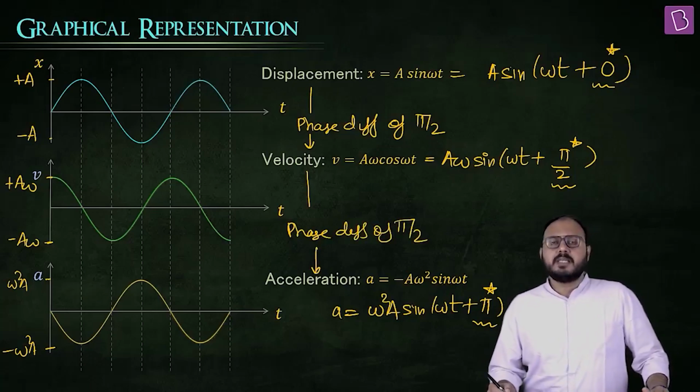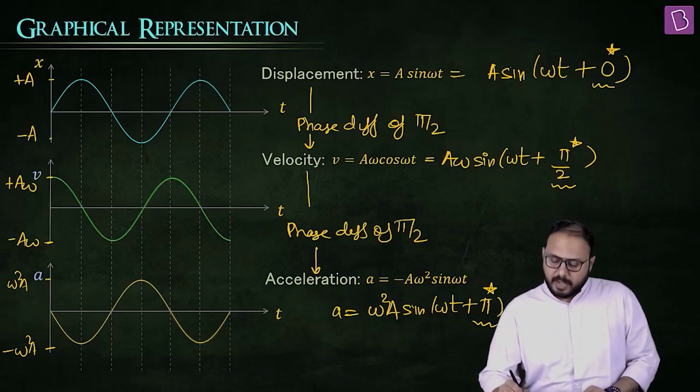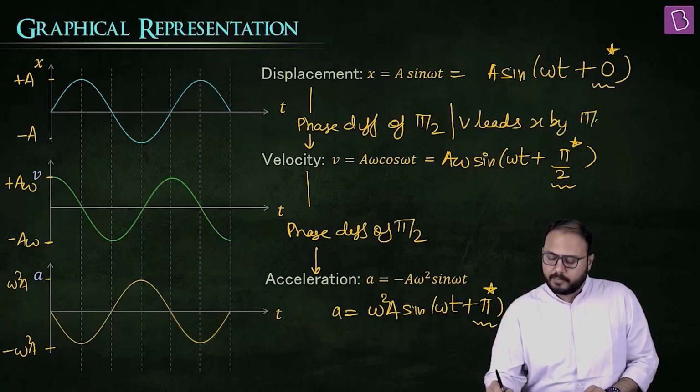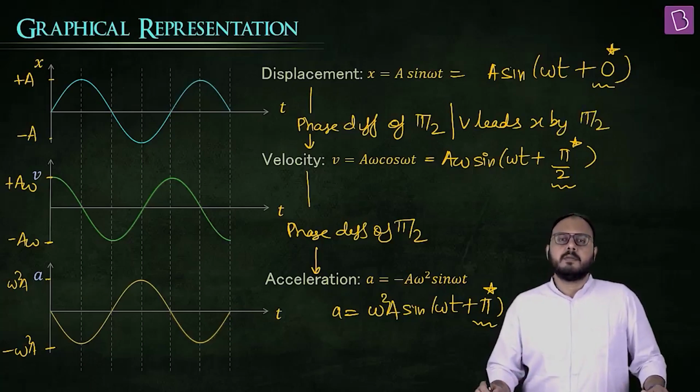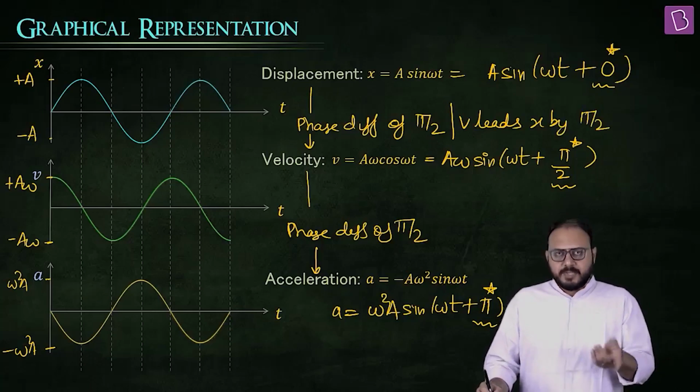Did you use the difference with a plus sign or minus sign? No. For velocity it's omega t plus pi by 2. How do you write this? V leads x by pi by 2. V leads x. Why? Because v is pi by 2 more.